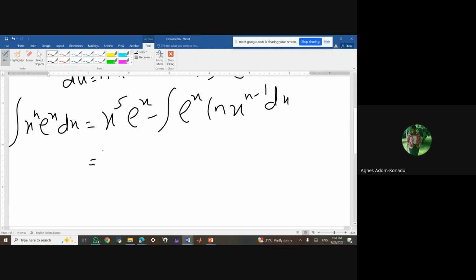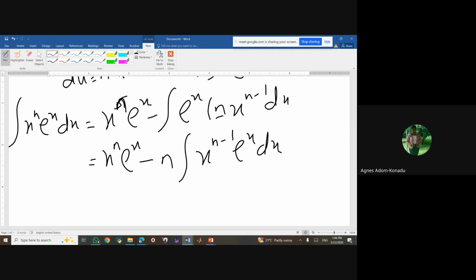So this is the same as x to the power n, e to the power x, minus n, which is a constant, so I can bring it out, n integral of x to the power n minus 1, e to the power x dx. So this is the general formula. So I've been able to construct a formula.